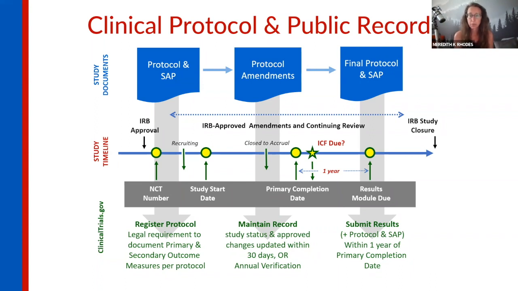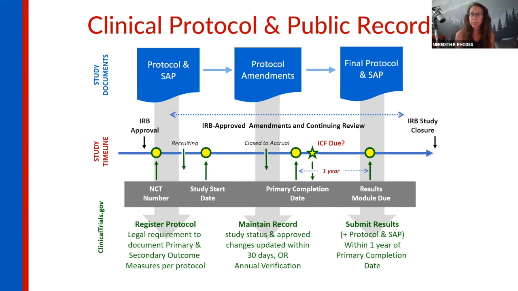Any protocol amendments subsequently need to be reflected in the public record within 30 days of the change, as do any study status changes. So when you open your study up to recruitment or close it to accrual, those study status changes per FDA law are required to be reflected within 30 days of the change. And again, not all studies that are registered to ClinicalTrials.gov are within the scope of FDA law, but all are managed as if they were, with a common set of requirements in the PRS system.